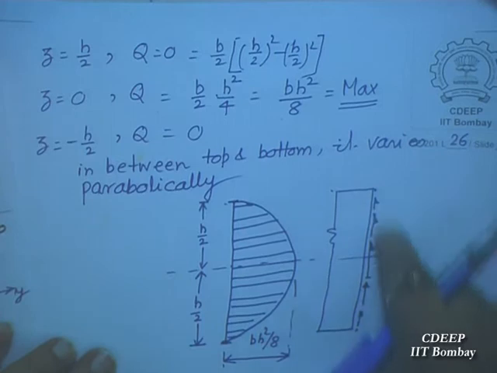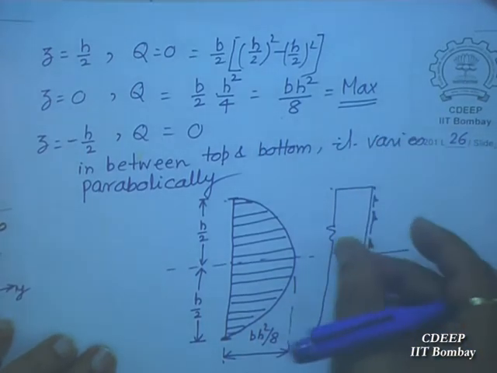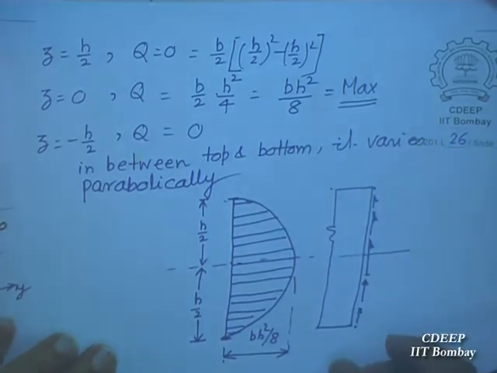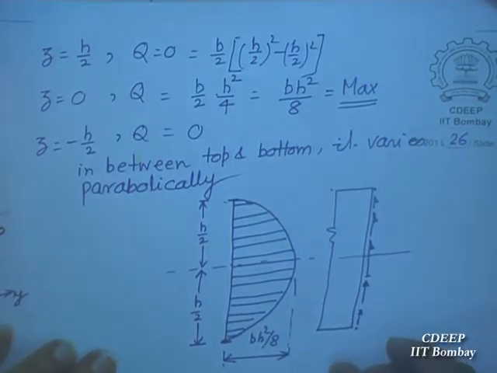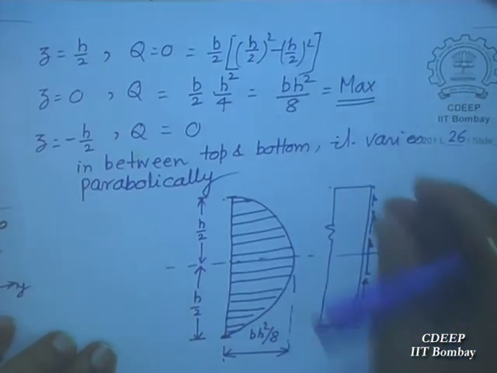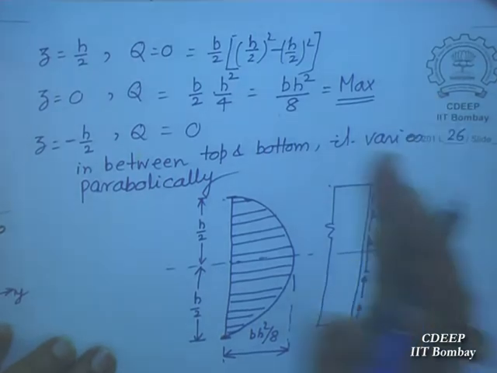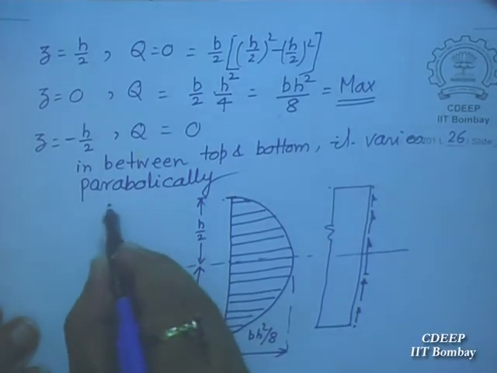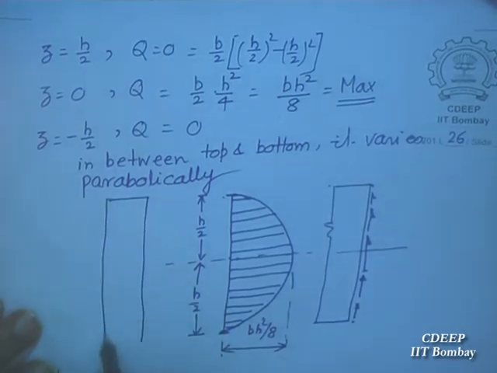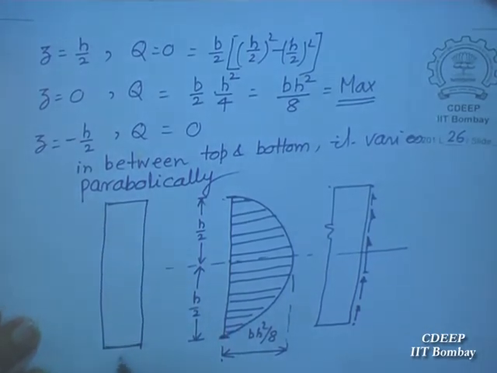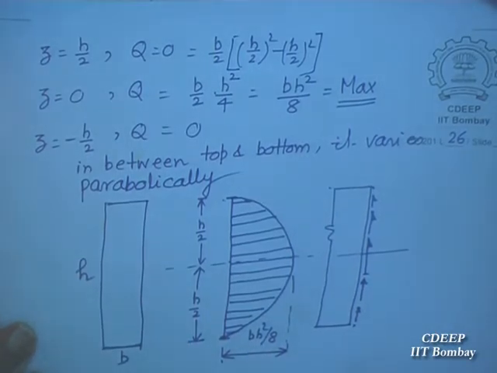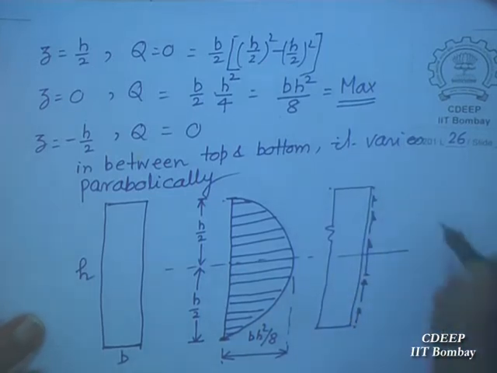And if you integrate all this shear stress over the entire area B into dz from top to bottom, then what will you get? Quickly, when you integrate this shear stress over the area of the cross section of the beam, the cross section is like this. This is B, this is H. V, yes.